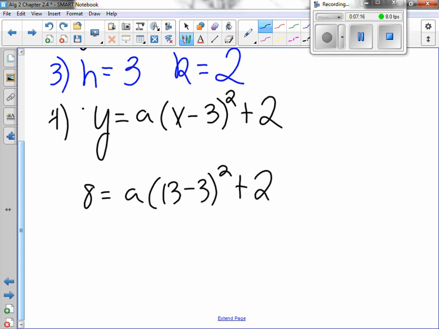So plugging that number in, how many variables do I have left? 1, I just have A, yes? We're going to solve for A. Once we get A, we plug it back in, and we're done. That's it. That's all we're doing here.